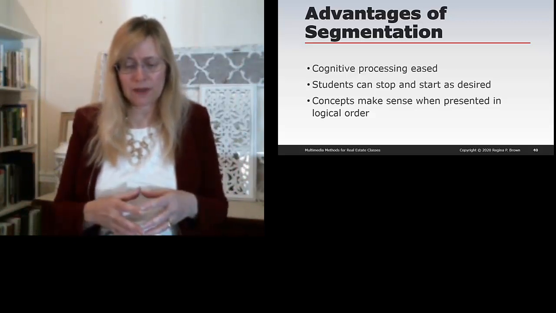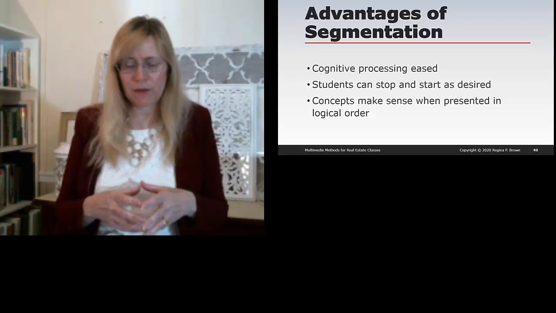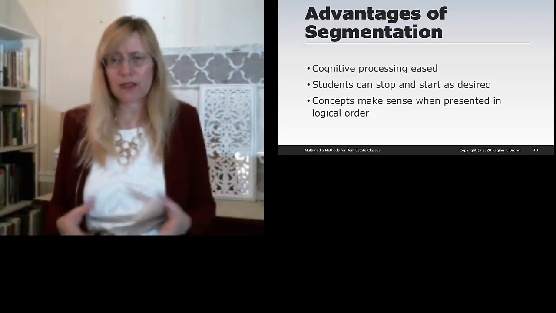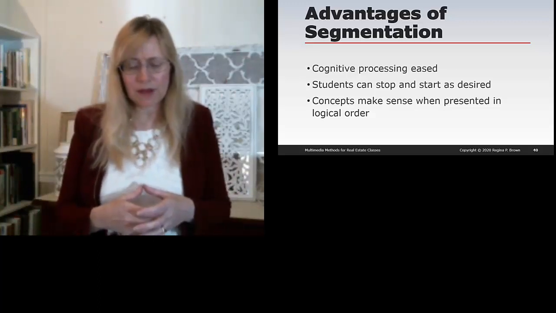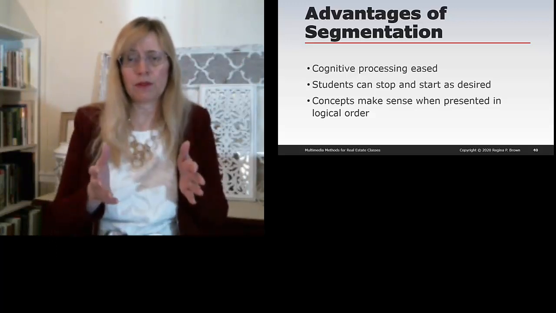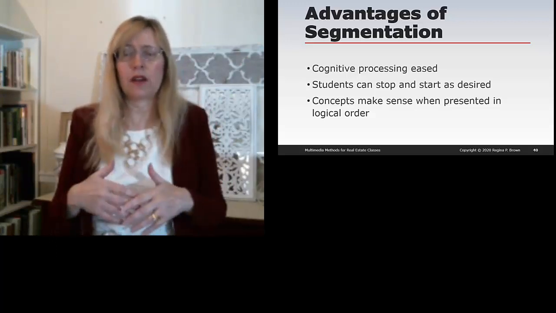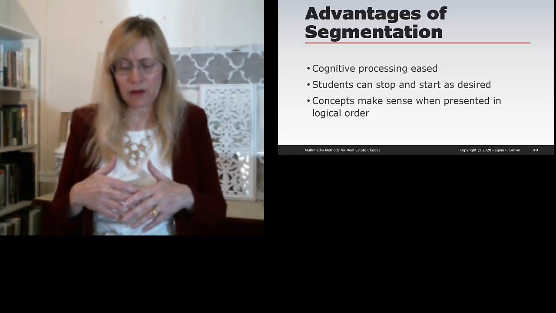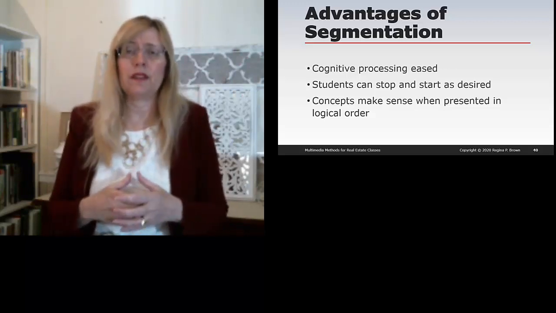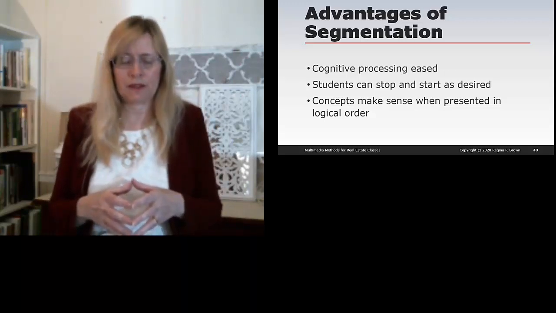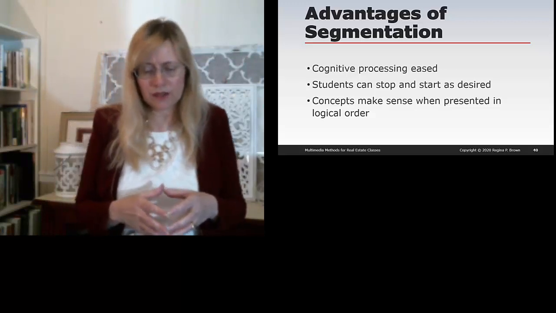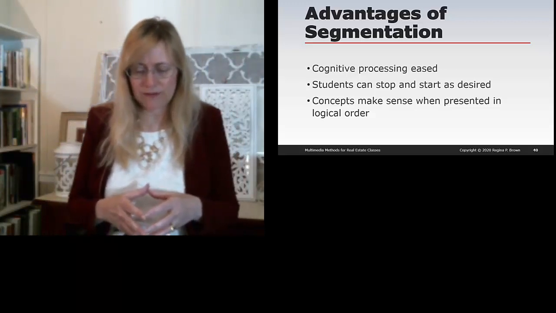For students who are having difficulty understanding a complex topic or they're feeling overwhelmed by the amount of new information, segmentation allows them to stop learning, pause to cognitively process the knowledge, and then start once again when they comprehend the topic. What are the disadvantages of segmentation?